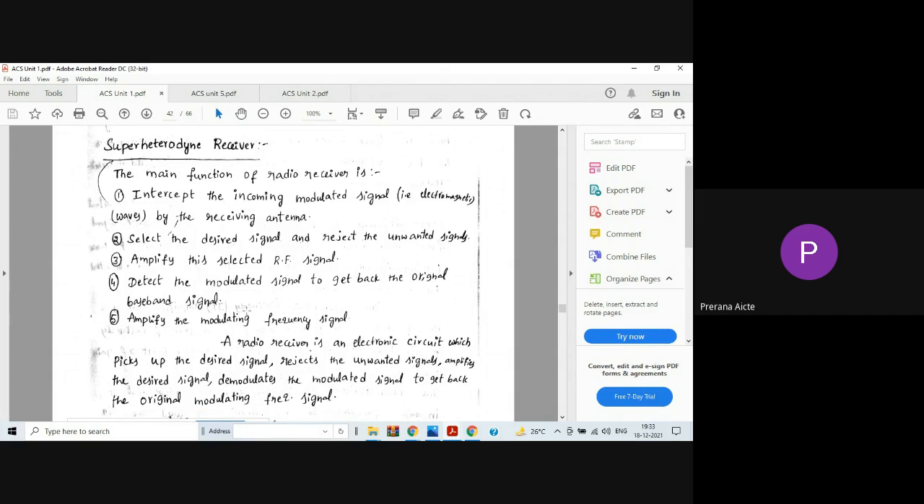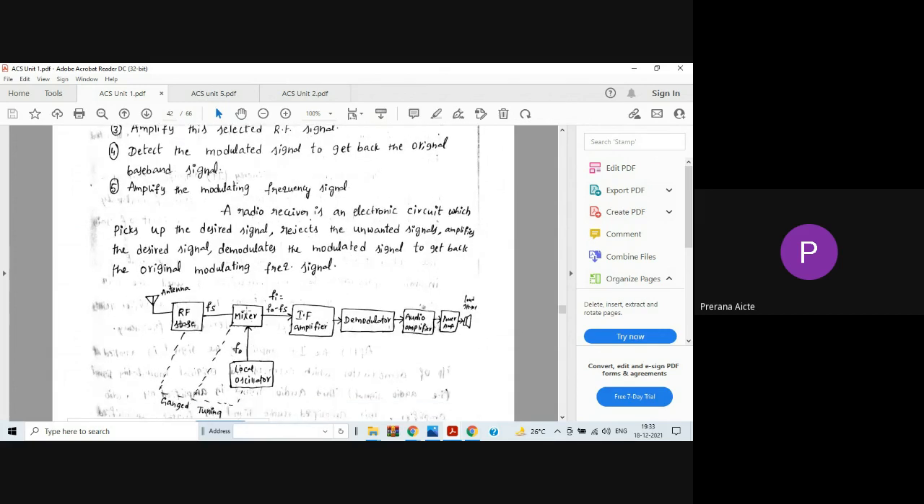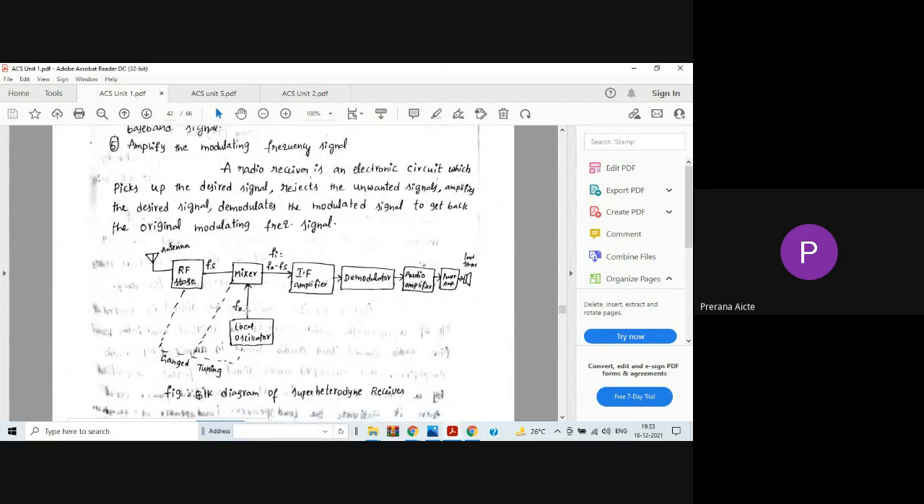So what is meant by a radio receiver? A radio receiver is an electronic circuit which is able to pick up the desired signal and reject the unwanted signal. Picking up the desired signal and rejecting the unwanted signal, so that it can amplify the desired signal, then demodulate the modulated signal in order to reproduce the message signal back.